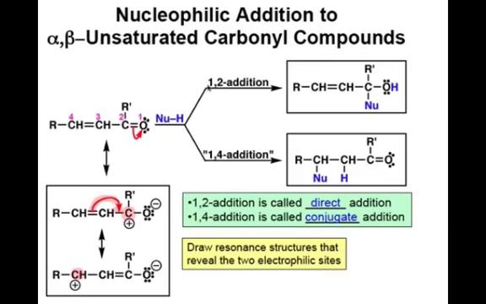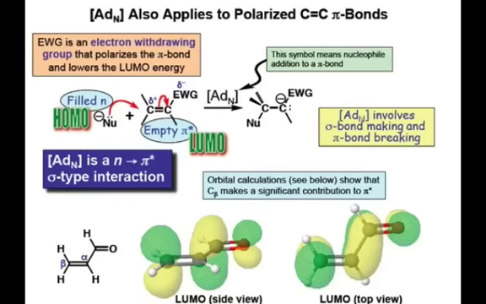This opens the door to two possible addition pathways: the direct or 1,2 addition pathway, which is the addition mechanism that we've seen in the past few webcasts, and the 1,4 or conjugate addition pathway, in which the nucleophile adds to the terminal carbon of the double bond, leaving the carbonyl group intact. The elementary step ADN also applies to polarized carbon-carbon double bonds, not just to carbon-oxygen double bonds.